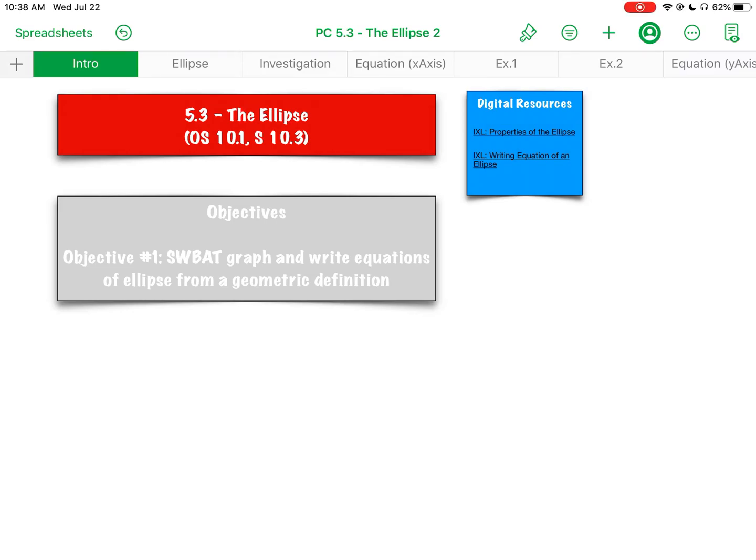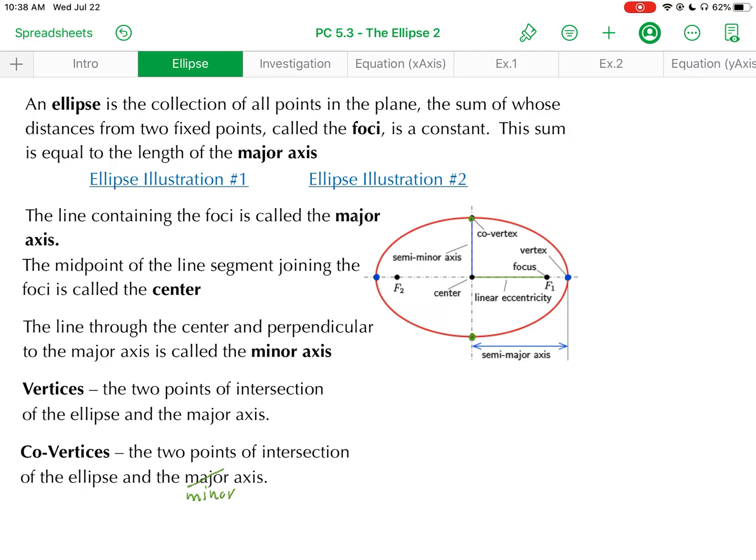What's up, everyone? We're moving into section 5.3. We're going to study the ellipse, which is our third conic section. So let's just start with the geometric definition for the ellipse.